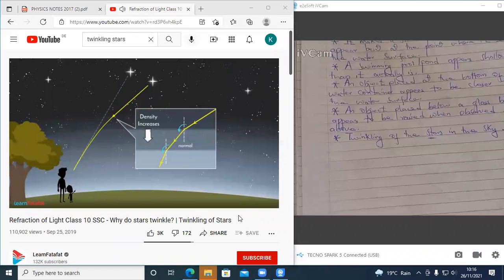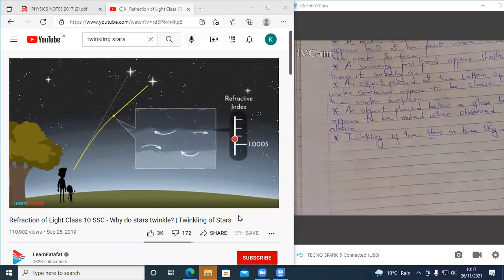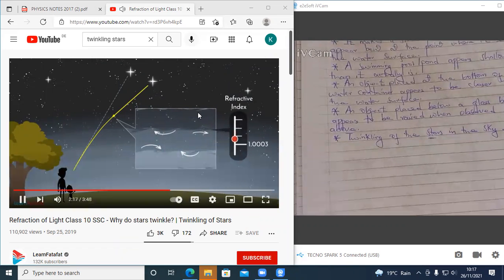Now air is fluid. It has property to flow. So, there are continuous and random variations in every layer of the atmosphere. These changes result in the random change in refractive indices of the layers. So, if refractive indices of these layers are not steady, how will the apparent position of stars?